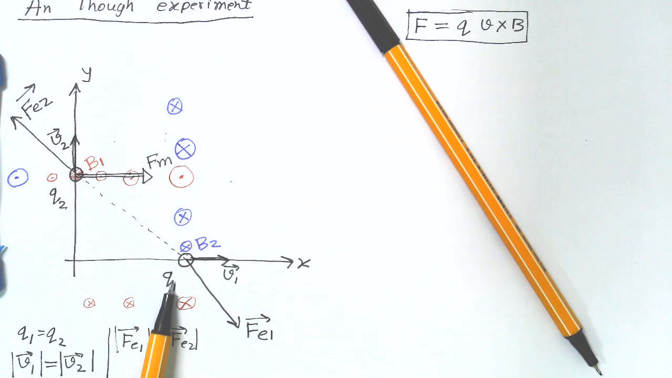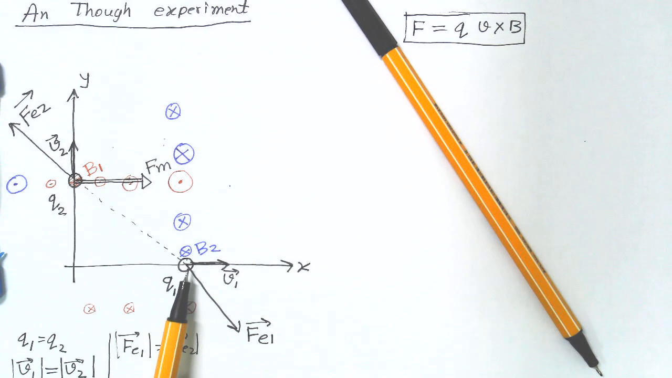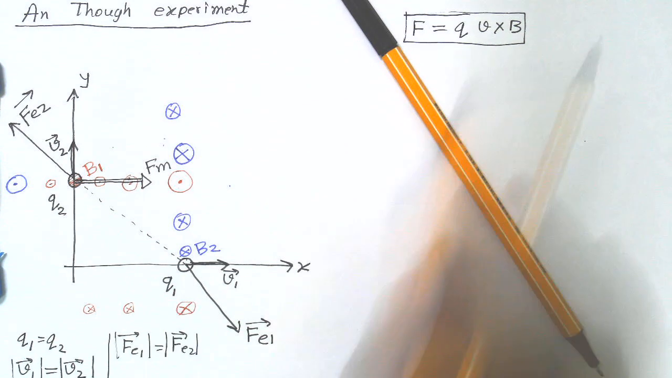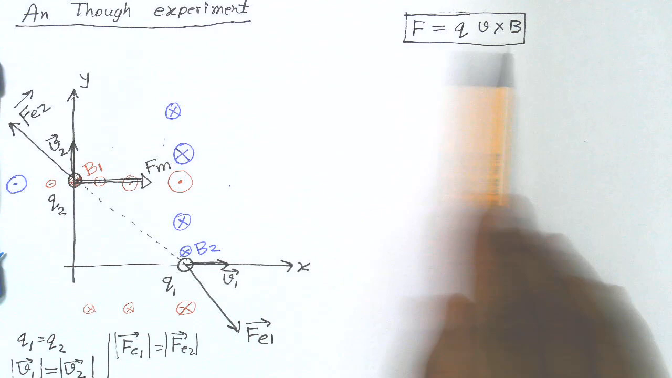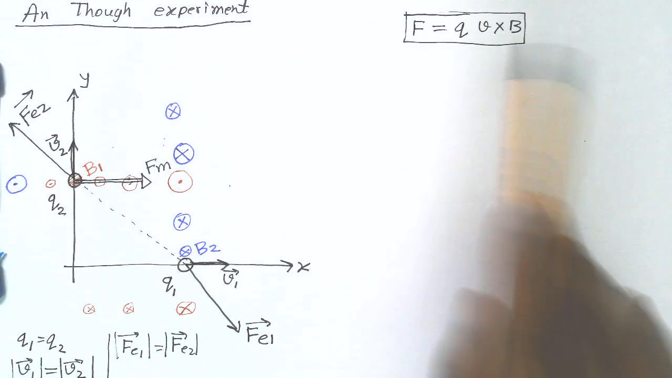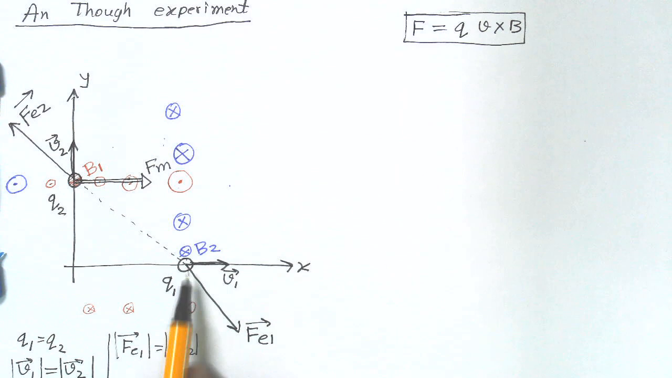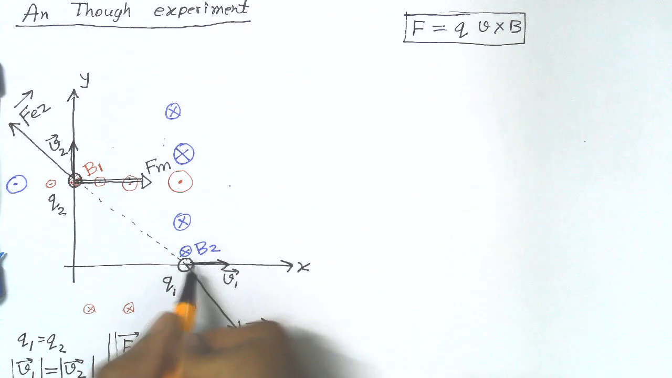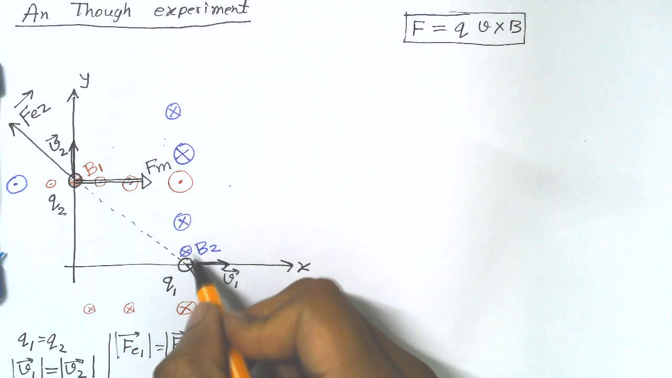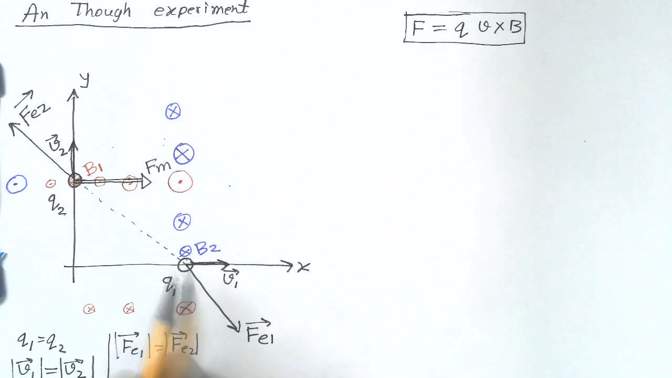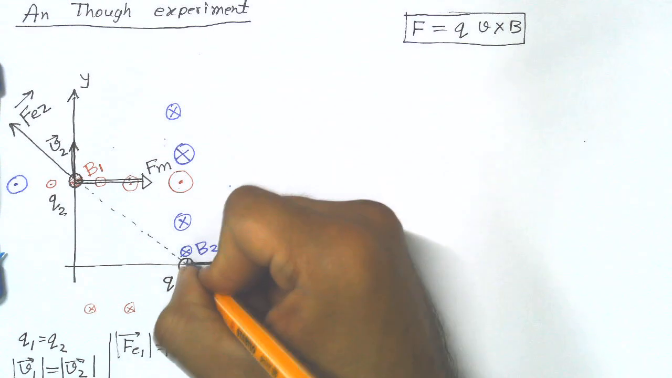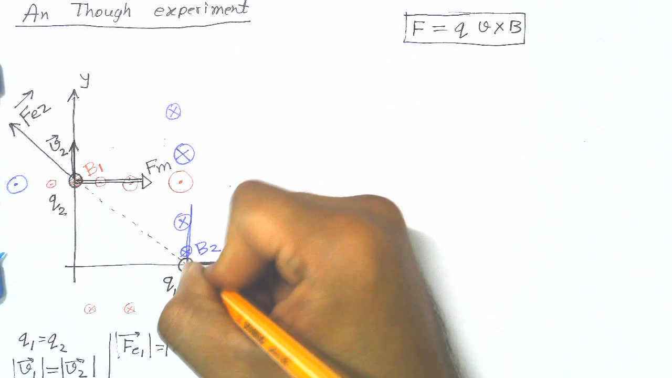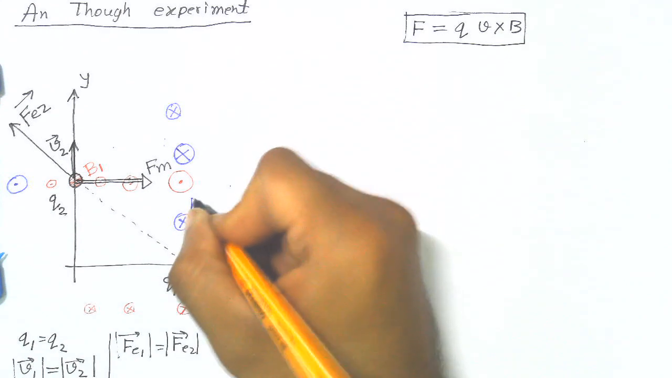Now particle 1 is in the magnetic field of particle 2. Therefore, on this there will be some Lorentz force. And how much will be that force? That is once again governed by this equation, F equal to Q V cross B. What will be the direction of that force? Let's find that out. Now V is towards the right, B is downwards entering the paper. So if you take the cross product, you will find the force will be upwards.